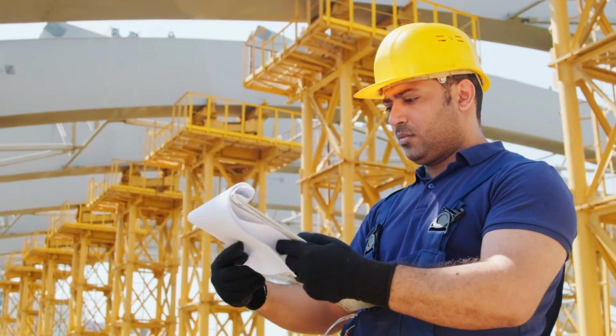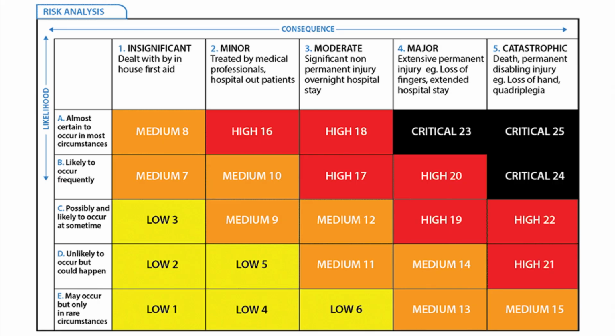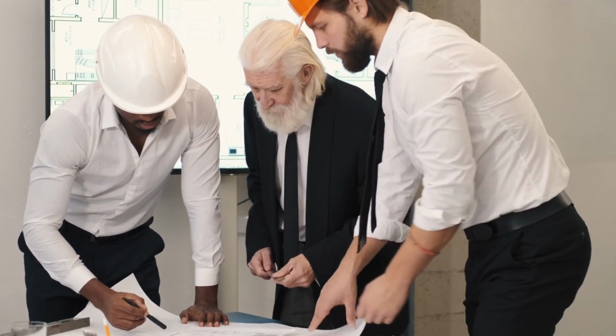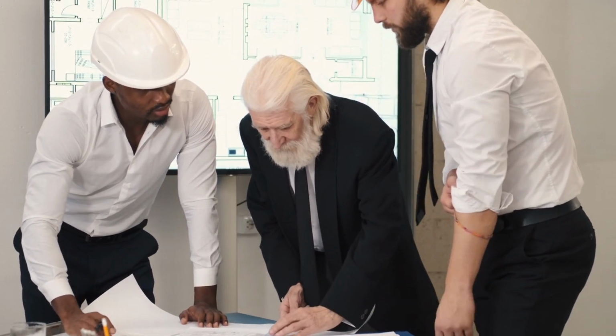You might rate likelihood rare to almost certain. Consequence, minor to severe. Then identify the overall risk rating and priority. Consistency matters. A simple agreed method is better than a complex one that nobody uses.